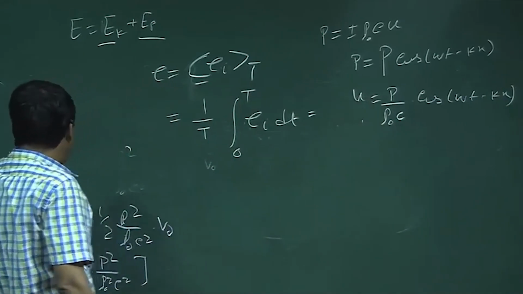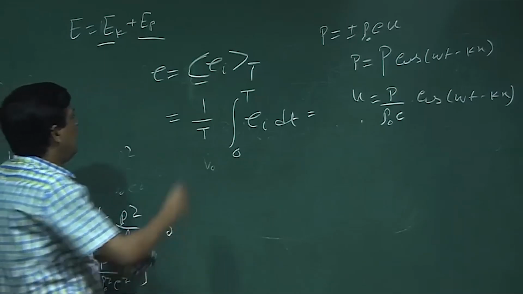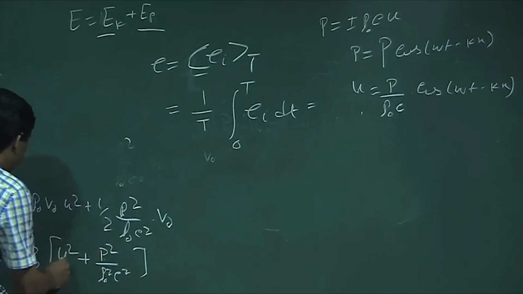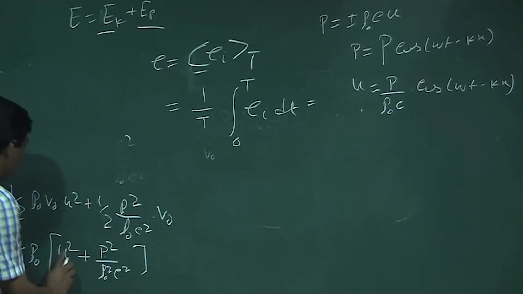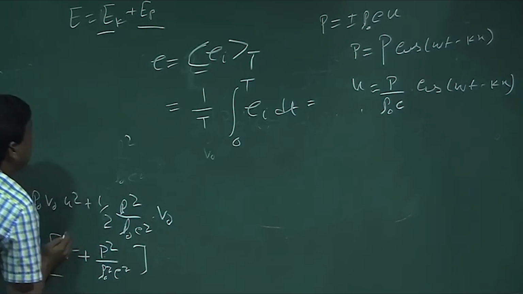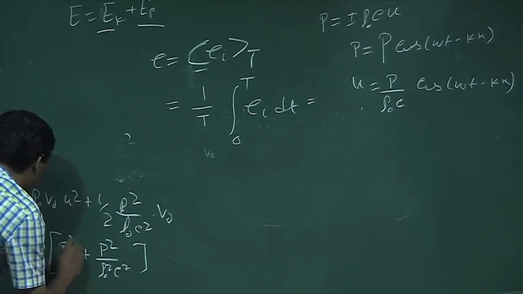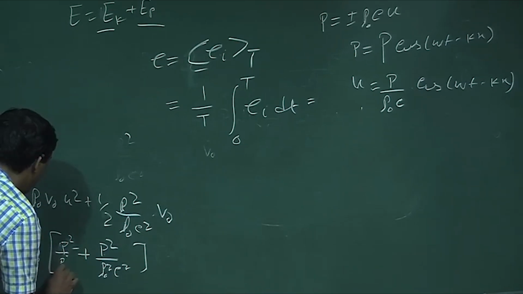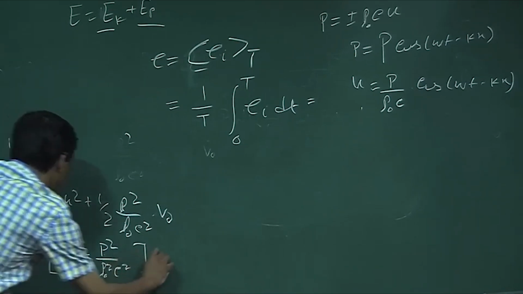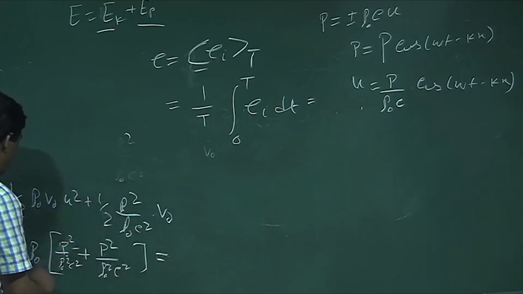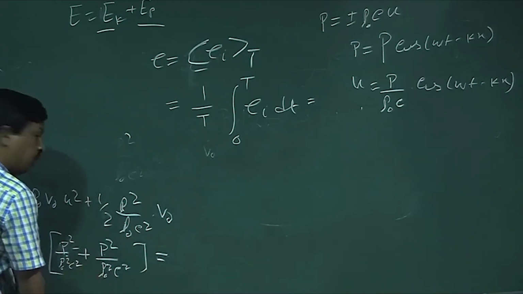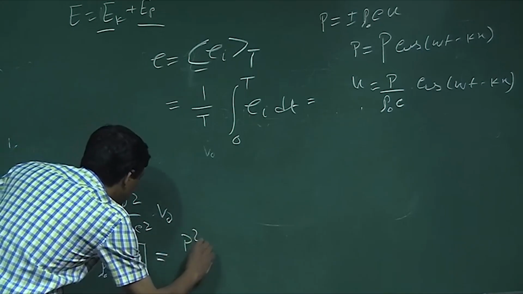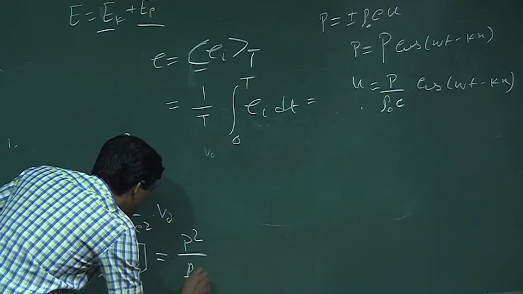Okay. Now, if I put the two values in here, I can convert either in terms of P or in terms of U. So, let us consider in terms of P. U square is nothing but P square by rho square C square. If I put that value, P square plus K 2 will cancel, so it is nothing but P square by rho 0 C square.